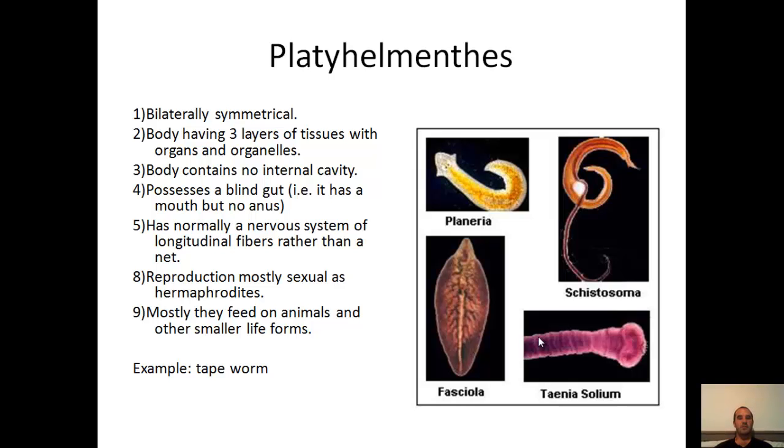And they have a bit of a nervous system heading from the anterior to posterior ends, or from the head to the tail.